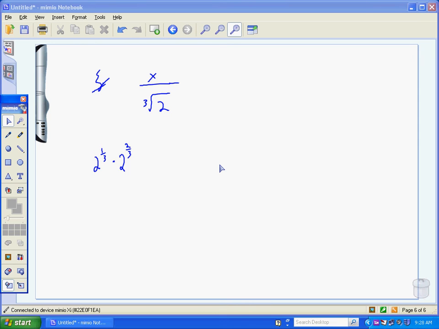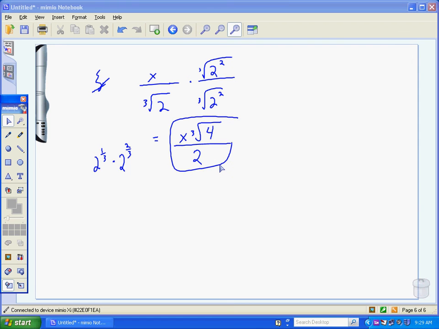Yeah, doesn't matter. So we got the cube root of 2 squared times cube root 2 squared. And we get our answer is cube root, I guess we can say 4, whatever, over 2. That would be our answer. Gets rid of the radical in the bottom.